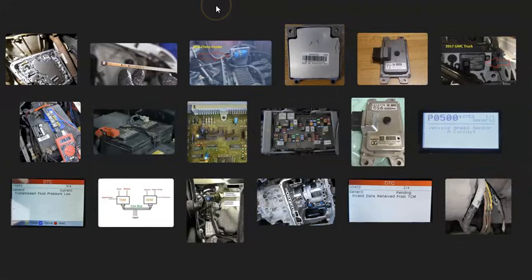And so that's basically it. I just wanted to give a basic overview of how you go about fixing a vehicle with the U0402 code.